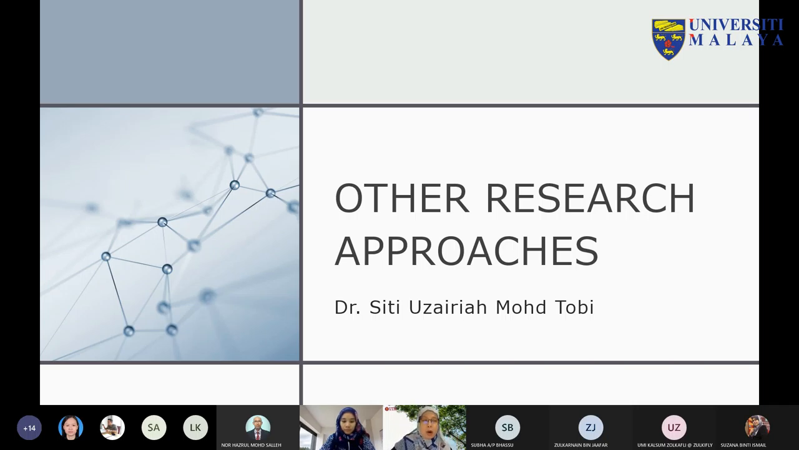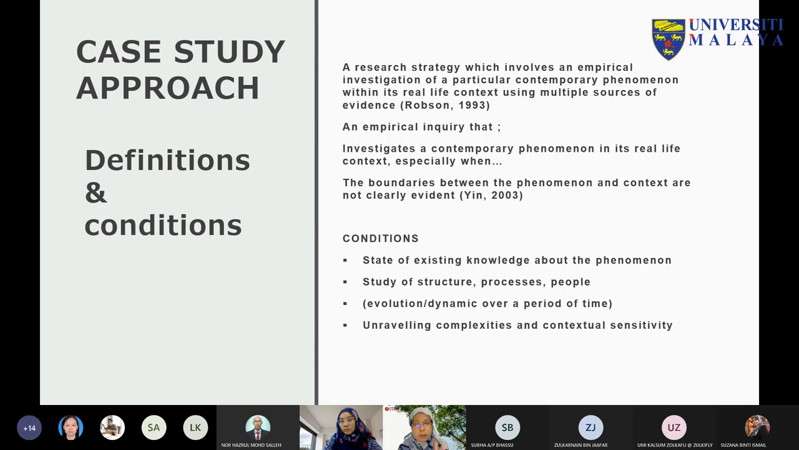What you can study under case study approach, you can study all. The usage or application of the case study approach is a bit broad. So you can study either structure, processes or people. Whatever involves structure, processes, or people, either one or a combination of two or three, you can have it under case study approach. Or if you want to look at something very complex, or study a sensitive issue, you can also use case study approach.